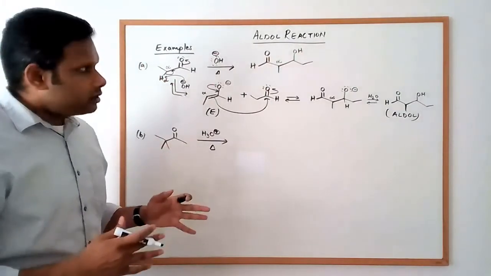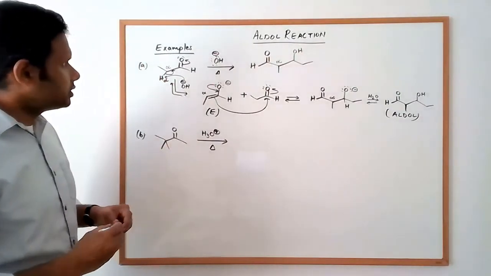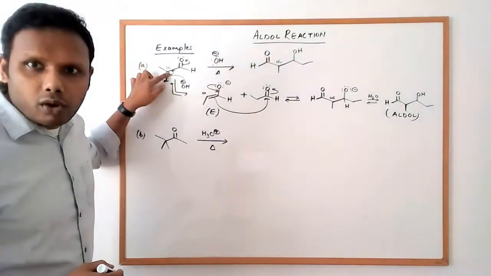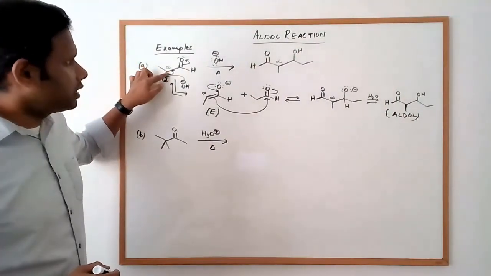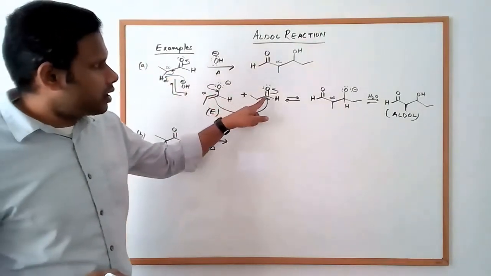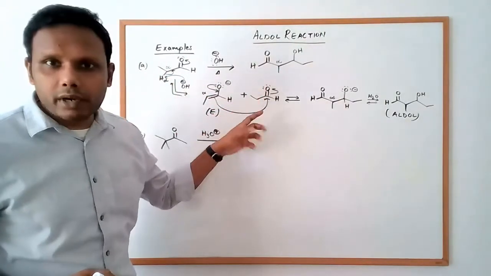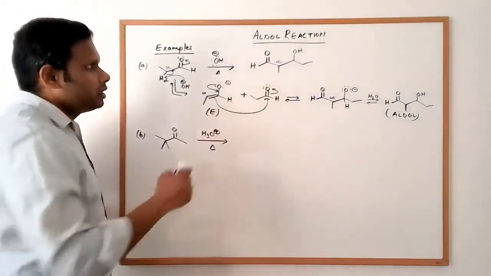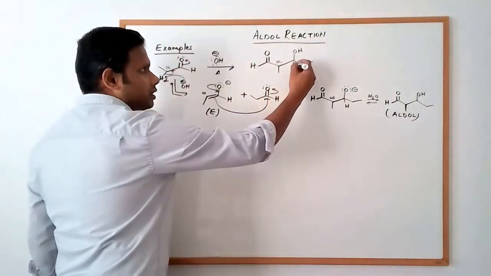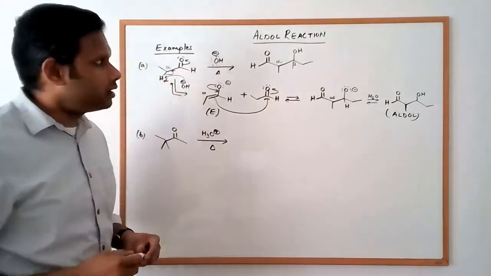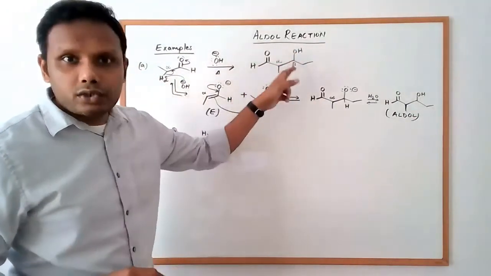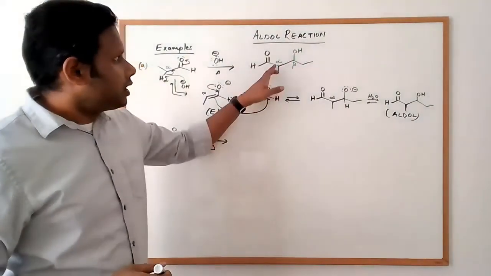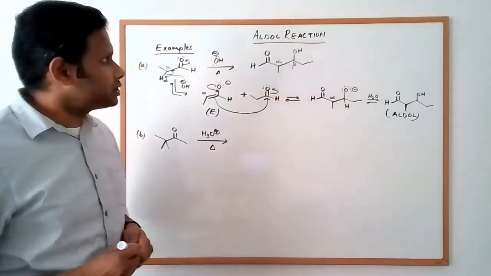Now, if you look at it, what we essentially did is we connected the alpha carbon of one of the aldehydes with the carbonyl carbon of another aldehyde. That's what we're doing over here. So the alpha carbon is connected to the carbonyl carbon of the other aldehyde, and we have a hydroxyl in place of that carbonyl carbon. And then everything else is pretty much the same.